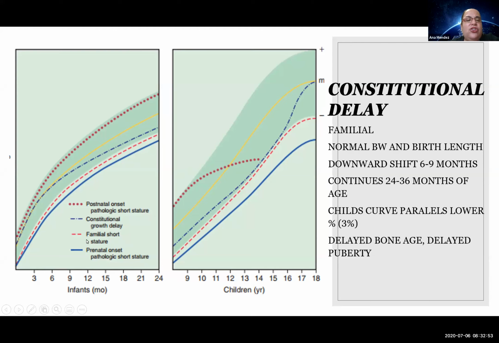For familial short stature, they're always short. So they're born short, and they are short until they develop. And then for prenatal onset of pathological short stature, is this blue line. So, a kid who has, I don't know, Down syndrome or Turner syndrome, they're small, and they're always small, and they are far off from the curve. Okay, and actually this is not showing the y-axis, but this is age and this is height.